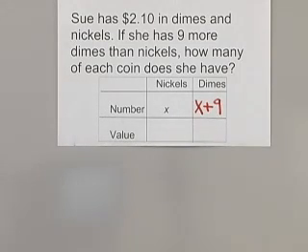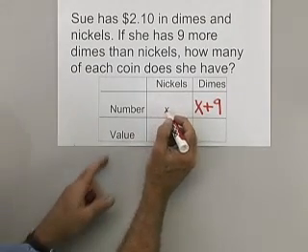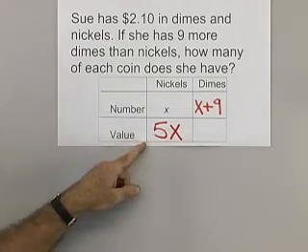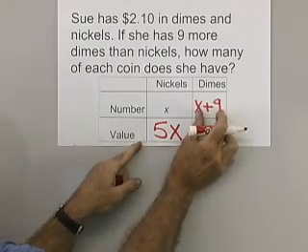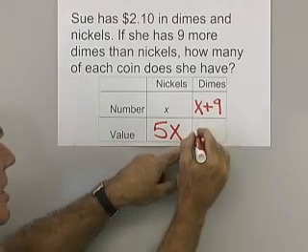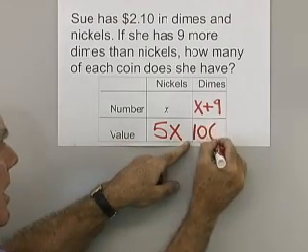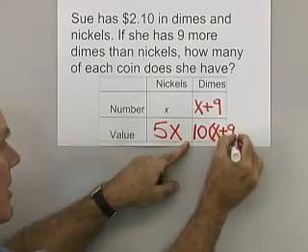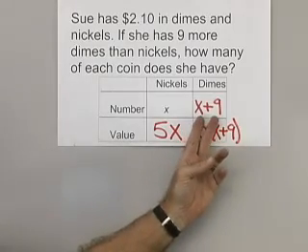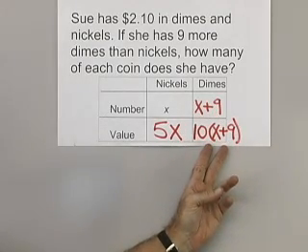Next I want to look at the value of each of those coins. I have x nickels. Each nickel is worth 5 cents. So I'm going to write my value in terms of cents. X of these nickels, each worth 5 cents, I'm going to have 5x for the value of the nickels. I have x plus 9 dimes, and each of the dimes has a value of 10 cents. So if I multiply 10 times the number of dimes, I'll end up with the value of those dimes. So this is the number of dimes, x plus 9, and this is the value of the dimes.